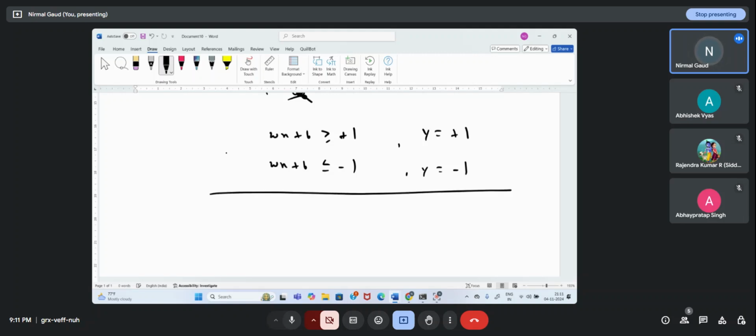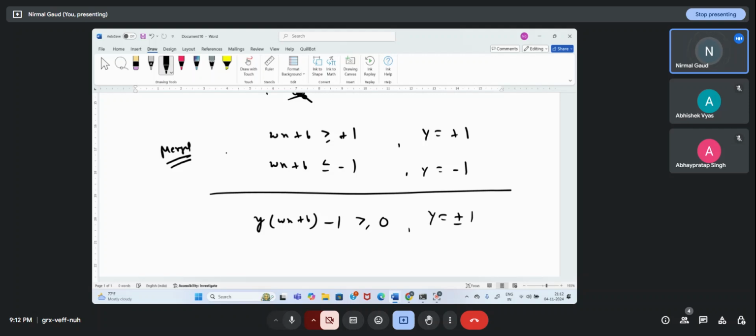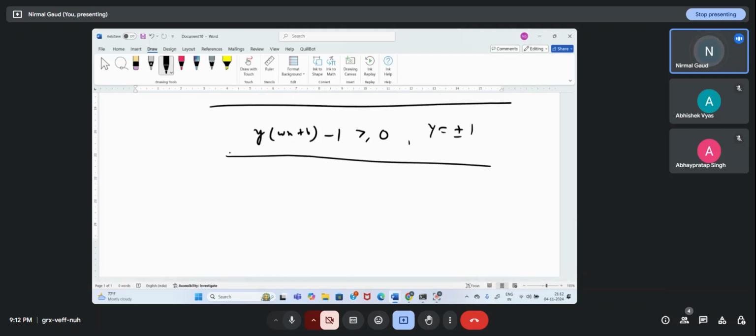I am having these two equations, and I need to merge them. So merging, what I'm going to get here is y(wx plus b) minus 1 greater than or equal to 0, where y is equal to plus or minus 1. Now the question is, sir, how did you do that? It's very easy. You can test this equation.